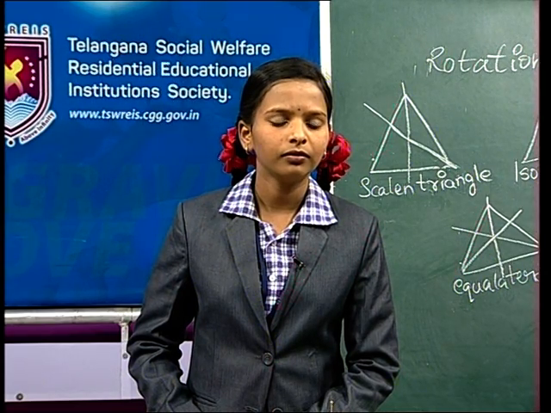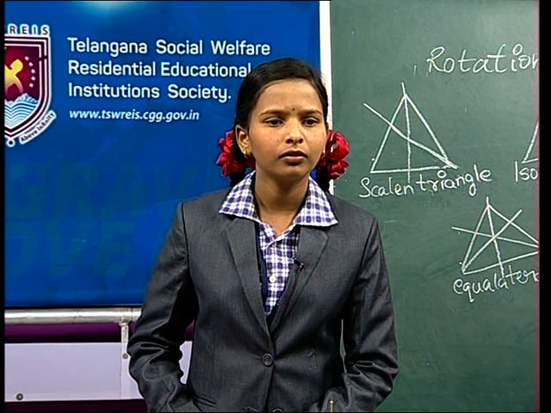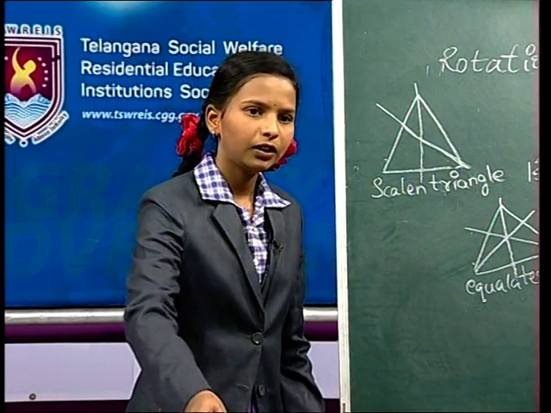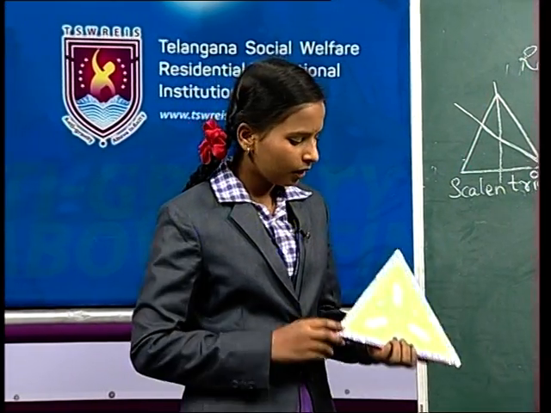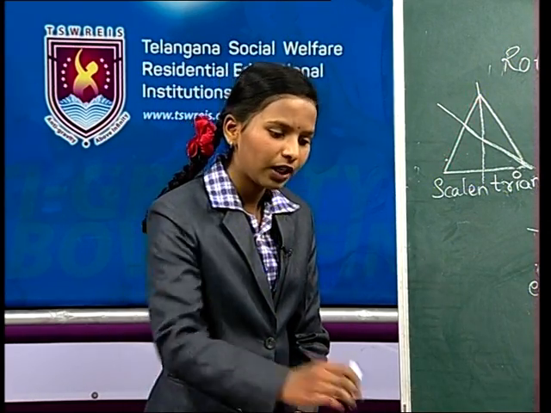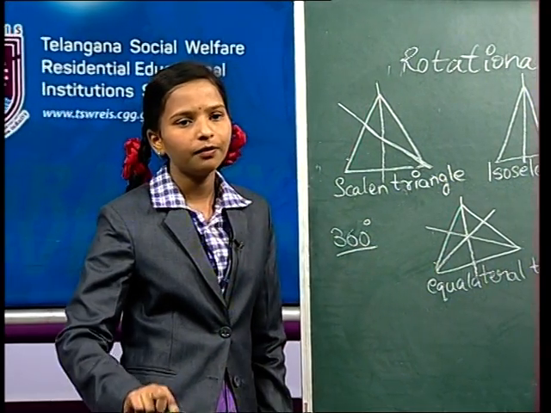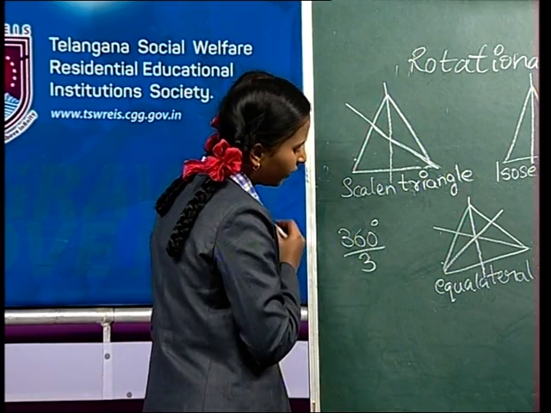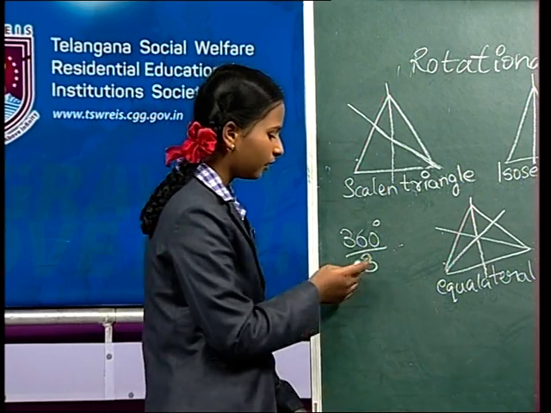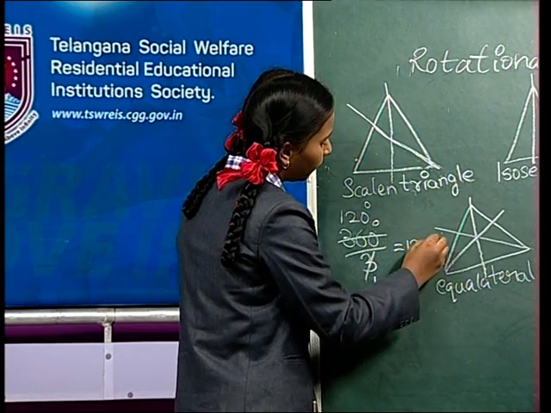Sister, you told that the triangle has 120 degrees. How is it possible? Okay, 120 degrees, how is it possible? It is an equilateral triangle. That means it has 120 degrees because, how many sides does it have? It has 3 sides. That means we have to know how many degrees for this. 3 times 120. So it is 120 degrees.